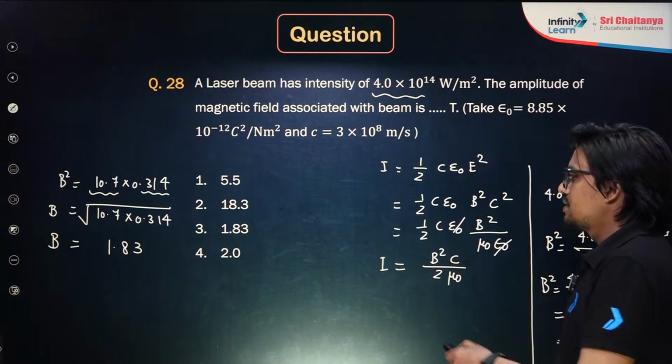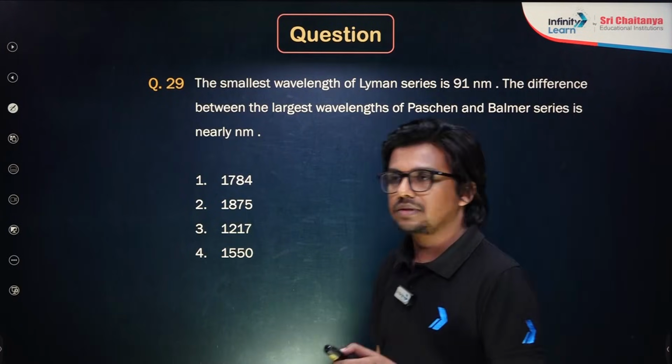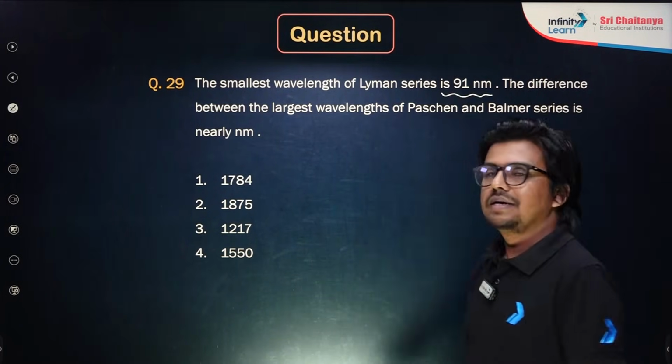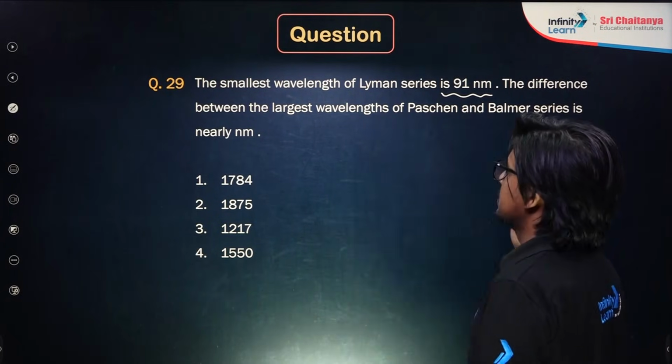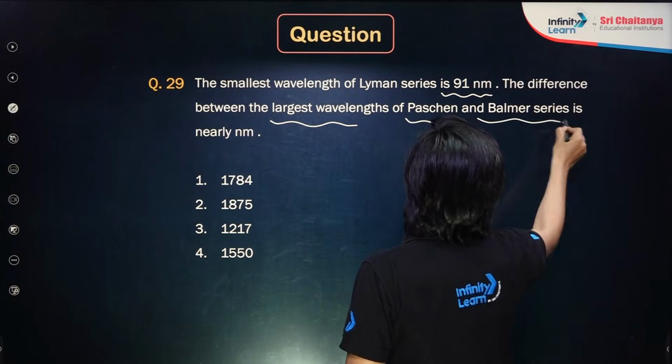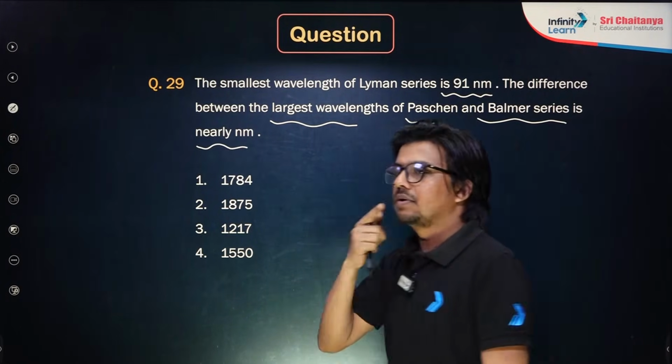Okay, so the right answer is 3, the third one. Let's see the next question. The smallest wavelength of the Lyman series is 91 nanometer. The difference between the largest wavelengths of the Pascal and Balmer series is nearly. Okay, that is the question.